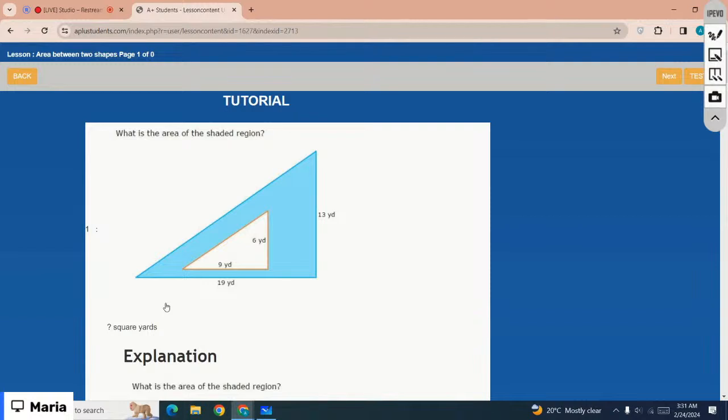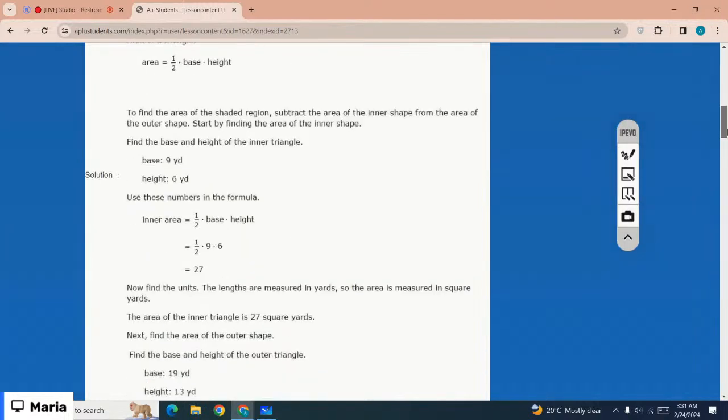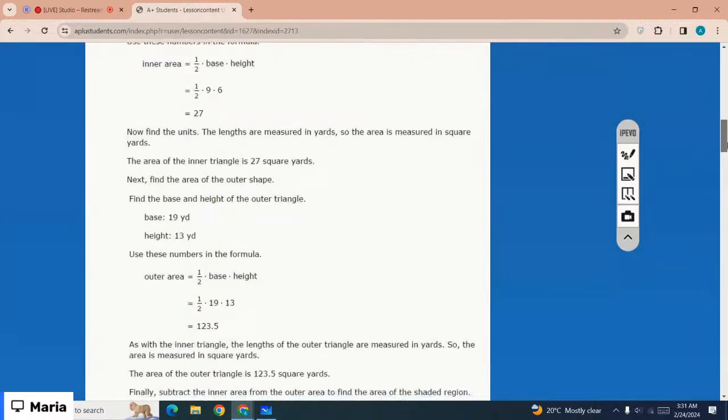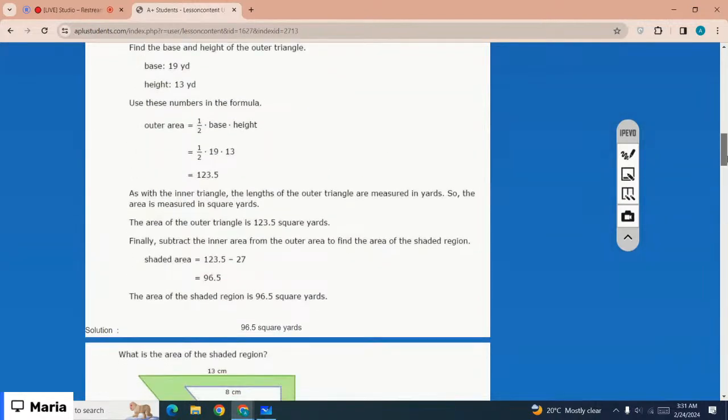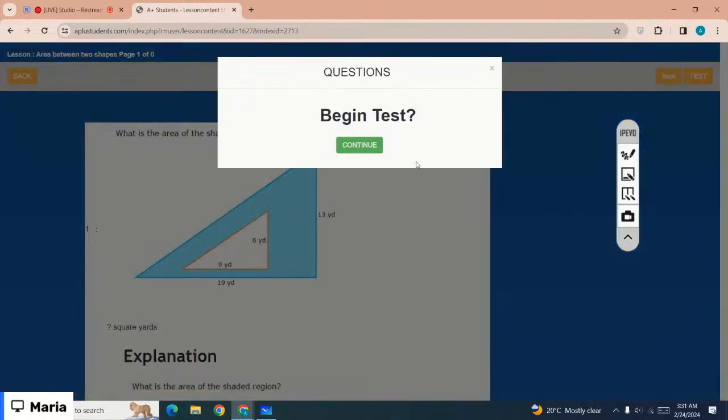So how do you calculate? You need to calculate the area of the window and the area of the wall, and then you have to subtract the area of the window from the wall, right? So just do the same here. Calculate the area of the outer triangle, that is half times base times height, and then calculate the area of the inner triangle using half times base times height, and just subtract the area of the inner triangle from the outer one. So that would be 96.5, right? Let's just start with the test questions.